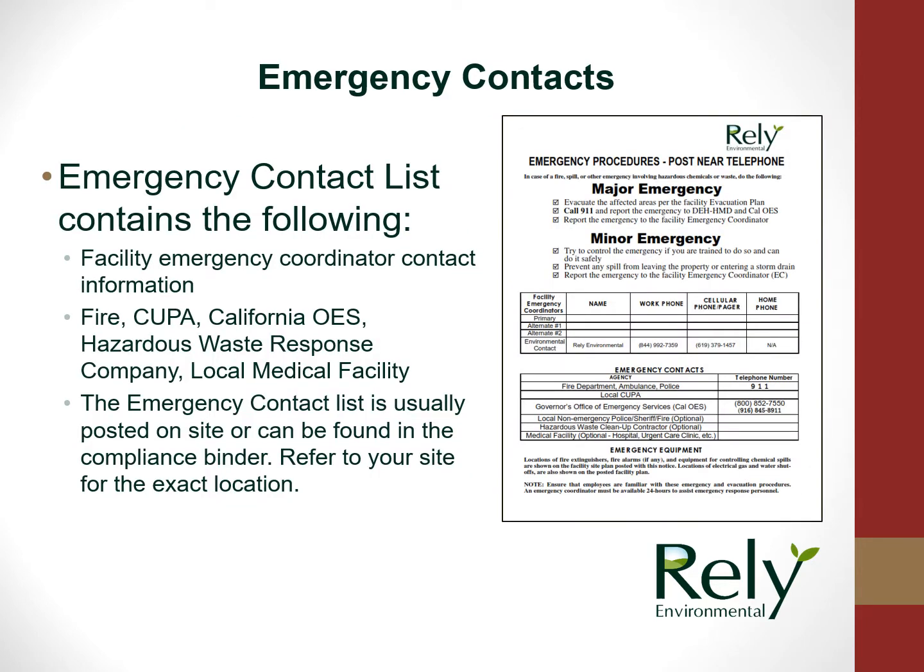Your facility must have a list of emergency contacts including facility emergency coordinator contacts and the contact information for the fire department, local certified unified program agency or CUPA, the California Office of Emergency Services, and the nearest medical facility. The emergency contact list is usually posted on site or can be found in the compliance binder. Refer to your site for the exact location.